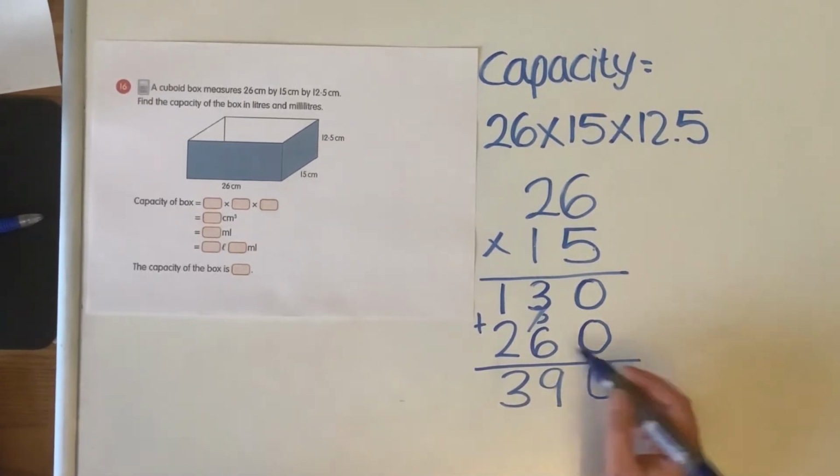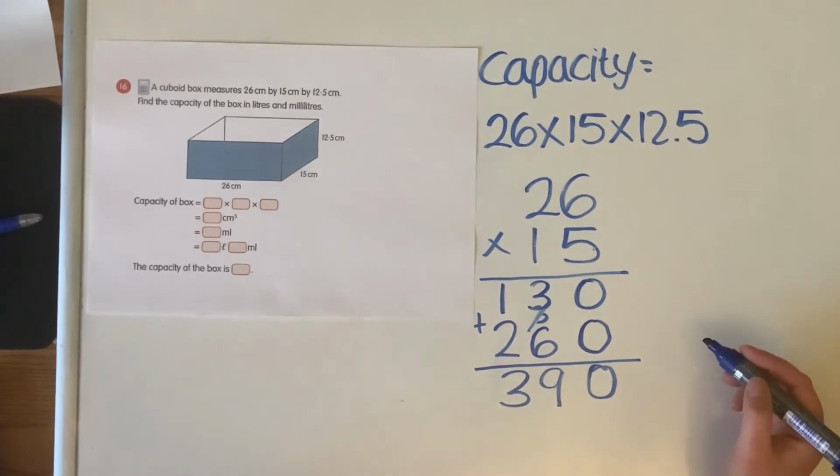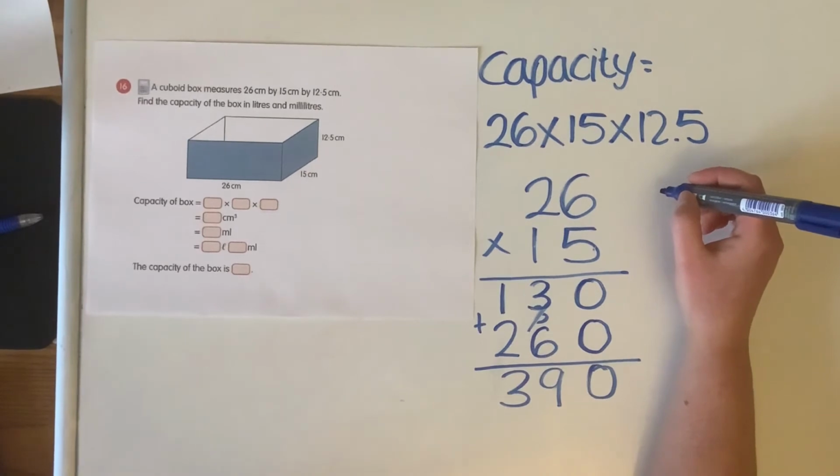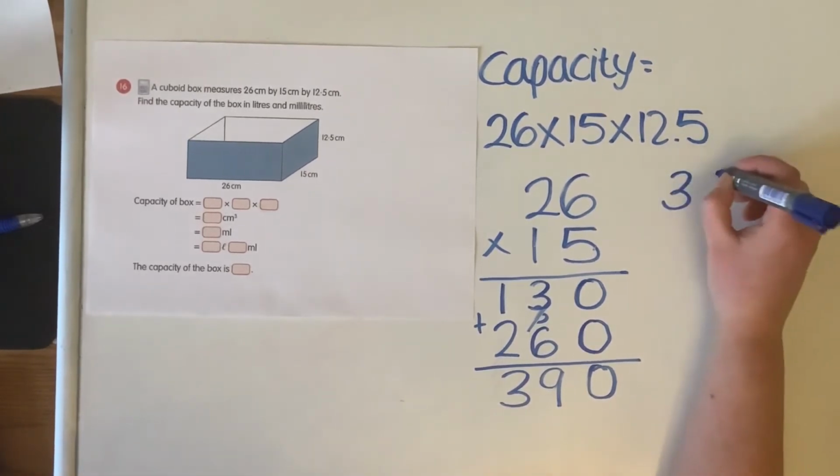What I now need to do is 390 multiplied by 12.5. Okay, so I will just do that. Let's see, hopefully I'll be able to fit that in here.